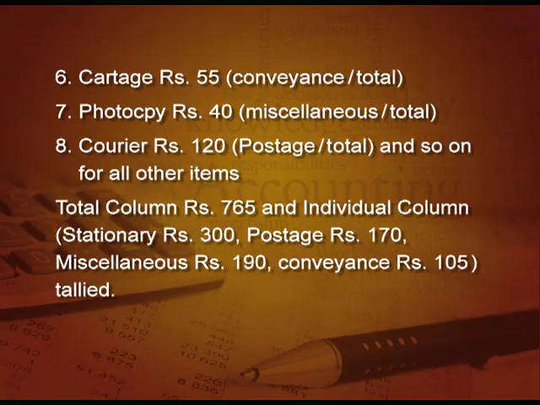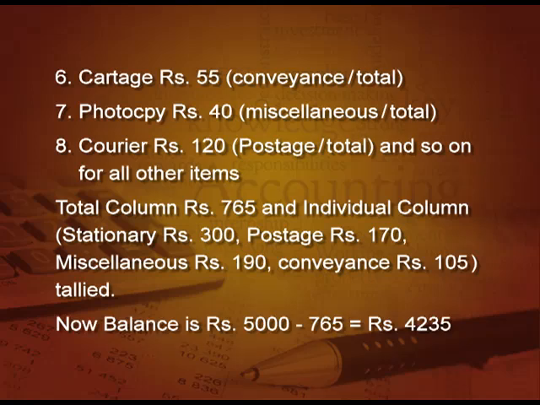So, it is tallied. Now, the balance will be 5,000 which we have given to you minus 765, the expenses total. So, we are remaining with 4,235 rupees. Now, this will be our petty cash balance, which will be shown as an asset in the balance sheet.